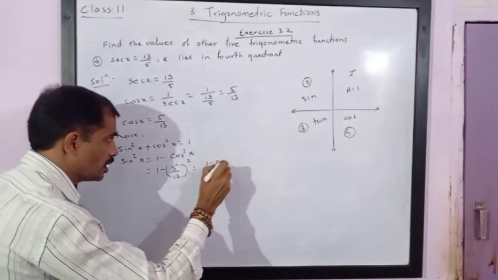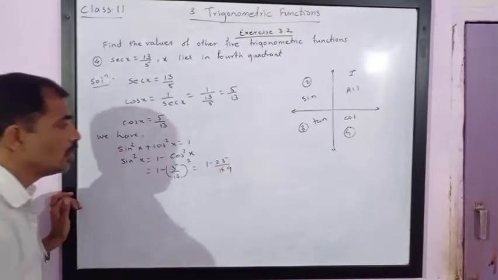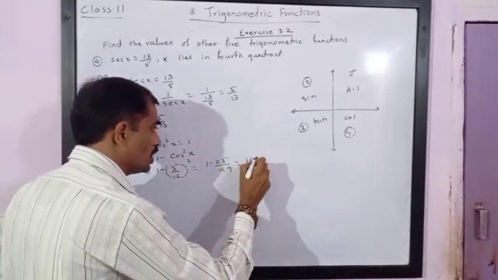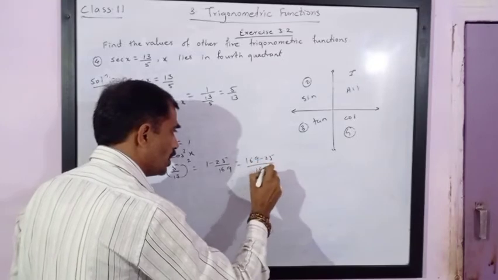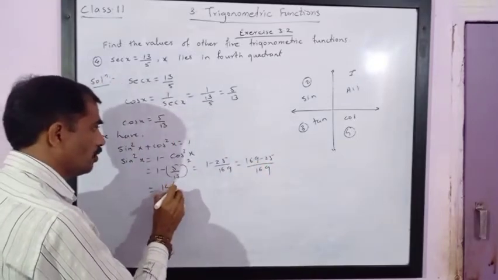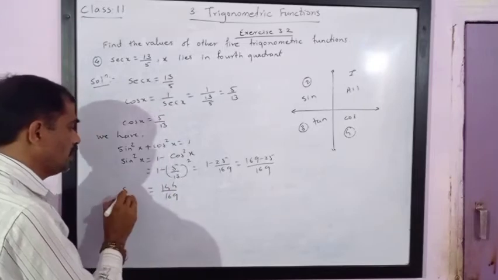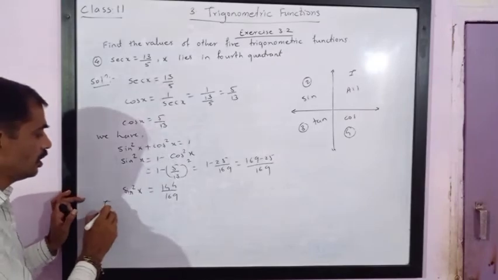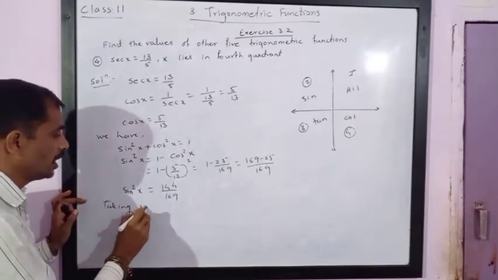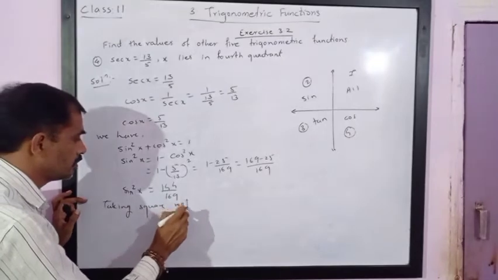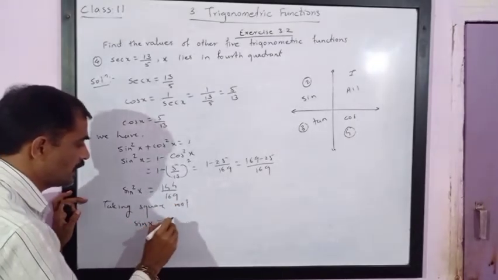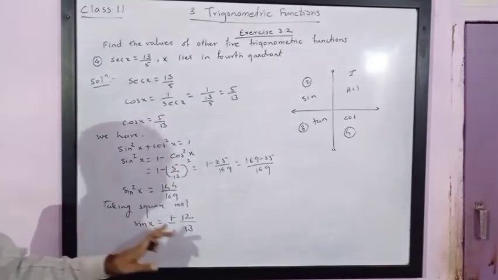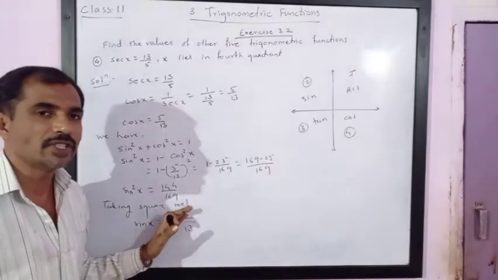That is equal to 1 minus 25 upon 169. So if you make the common denominator, we will get 169 minus 25 upon the common denominator 169. That is equal to 144 upon 169. Now please note we have got sin square x is equal to 144 upon 169. So taking the square root, we will get sin x is equal to plus or minus 12 upon 13, since 12 square is 144 and 13 square is 169.